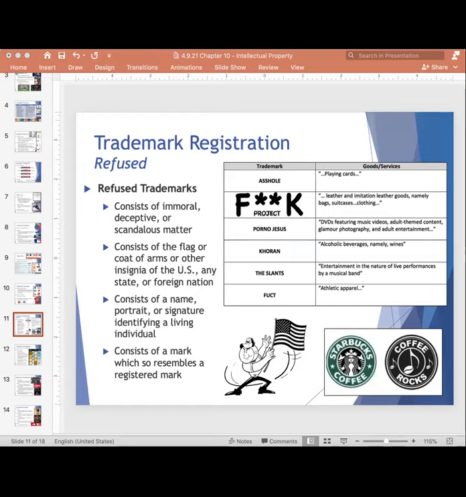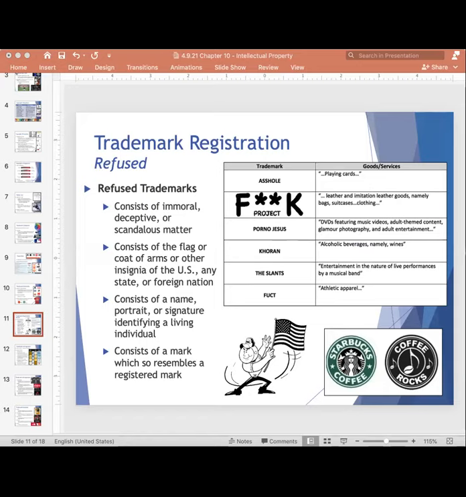So examples such as Quran, which they wanted to use to sell alcoholic beverages, that was rejected. And then trademarks that include the flag or coat of arms or any type of insignia specific to the United States or any of the states and foreign nations associated with the United States, such as the graphic on this slide of the mascot holding an American flag, that would also be refused.